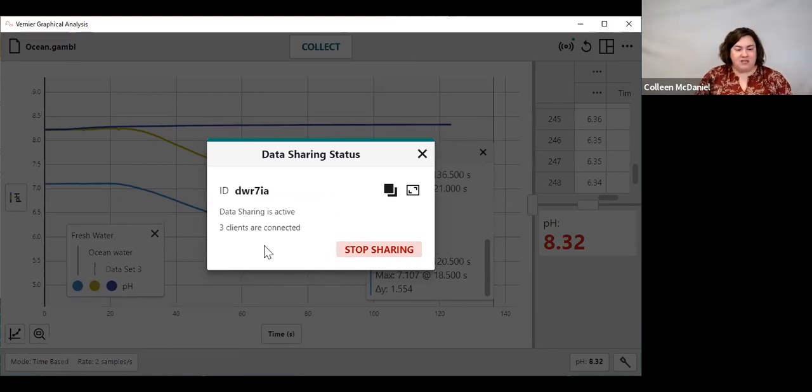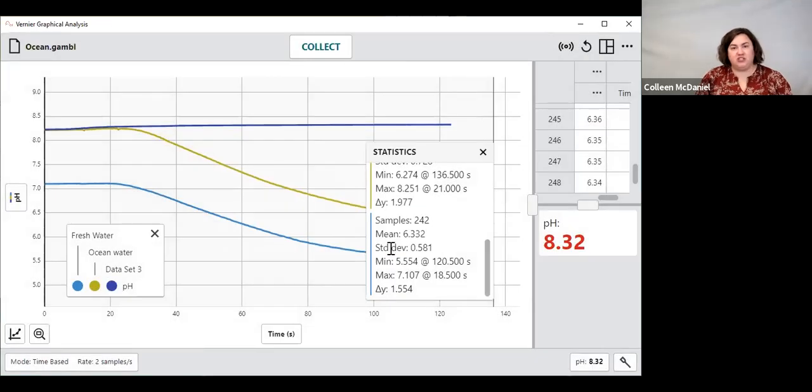And I can just stop data sharing by clicking stop sharing. And that should turn off the data. But what's great is the data that's already been shared out is already on those devices. So you just can save the data onto your device and it's there for you to keep.